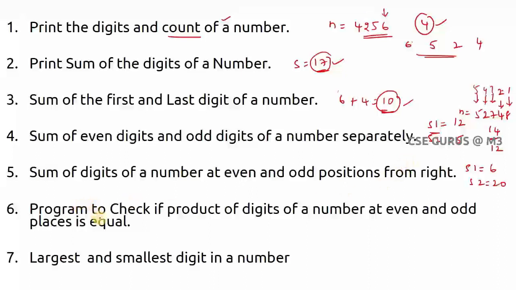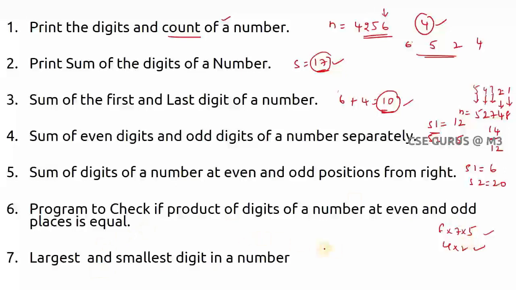The next one: program to check if the product of the digits of a number at even and odd places is equal or not. Some changes you have to make from the fifth question. Of course you are taking even and odd places here also, but in the fifth question you took the sum, and here in the sixth question you have to take the product and check whether those two products are equal or not. Let us suppose the product at odd positions is 8 into 7 into 5. Is it equal to 4 into 2? Are they both equal? You need to check. That is also one more question we'll see.